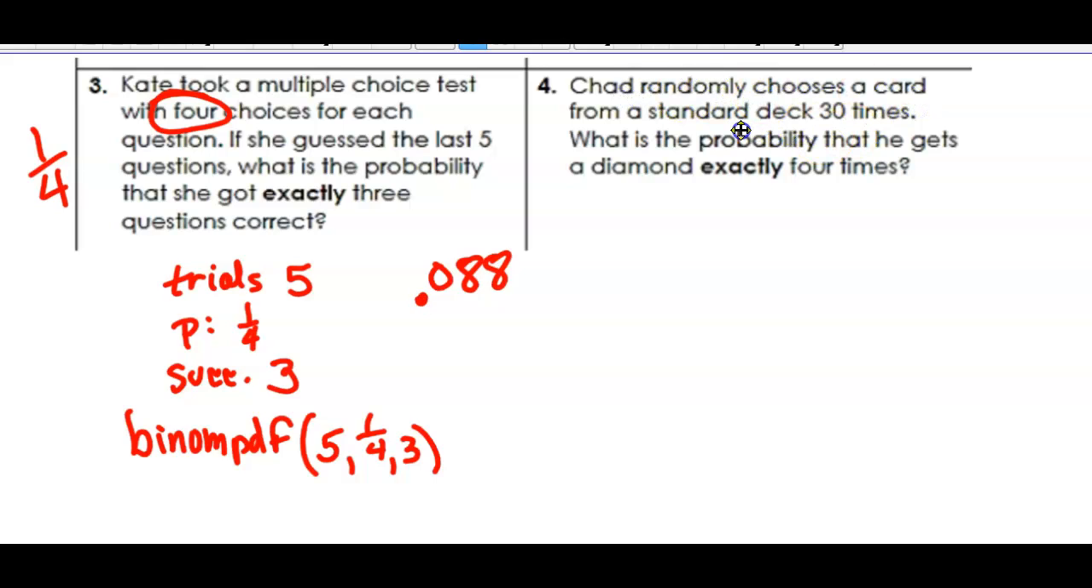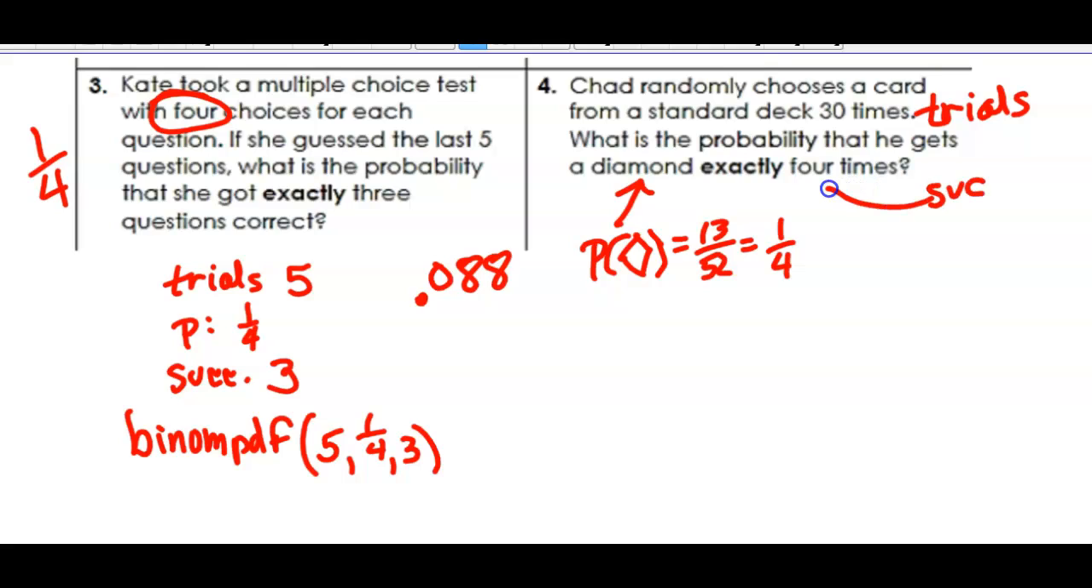Chad randomly chooses a card from a standard deck 30 times, so he's doing 30 trials. What is the probability that he gets a diamond? Okay, so what's the probability of getting a diamond? The probability of diamonds is 13 out of 52, or 1 in 4. And we want him to be successful exactly 4 times. So we'd have out of 30, 13 out of 52, or 1/4, and 4 successes.